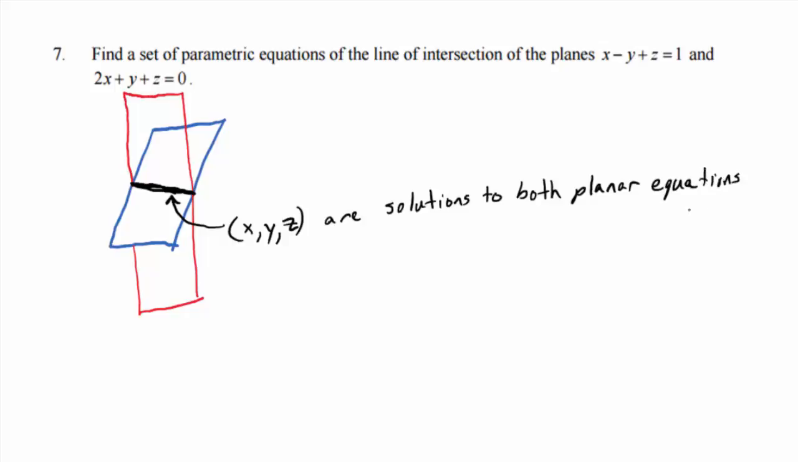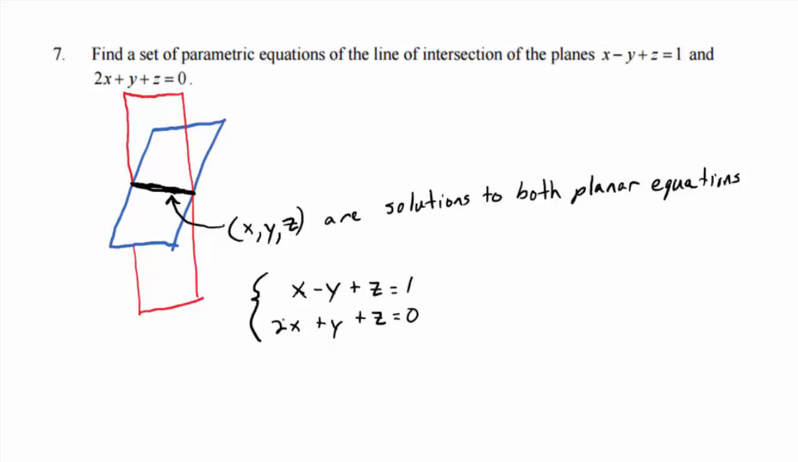So finding the parametric equations of the line breaks down to solving the system of equations represented by the two planes. So all you have to do is, okay, I'm going to write them down. x minus y plus z equals 1, and 2x plus y plus z equals 0. Think of this as a system of two equations, three unknowns.